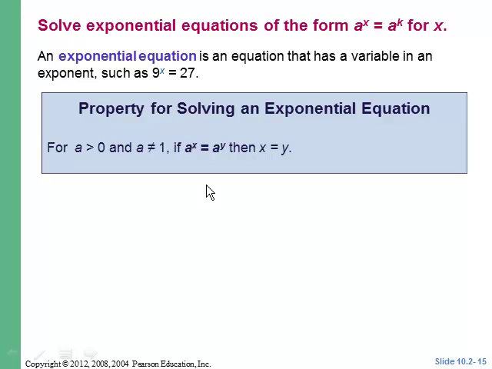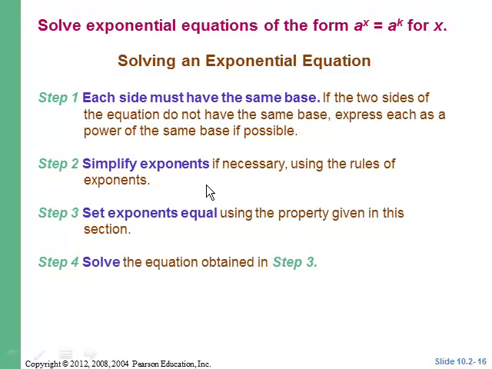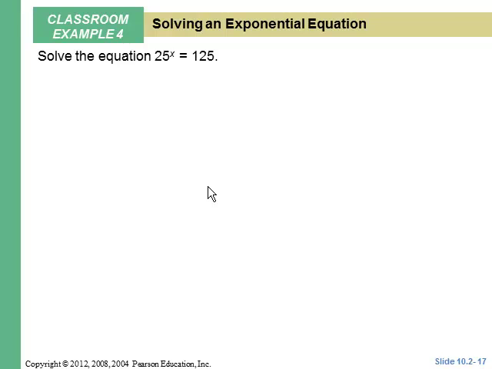If a is greater than 0 and a does not equal 1, and a to the x is a to the y, then x equals y. So the way to do this is each side must have the same base. If the two sides of the equation do not have the same base, we have to make sure that they get the same base. Simplify the exponents, and then set the exponents equal using the property given in this section and solve the equation. So let's look at this one.